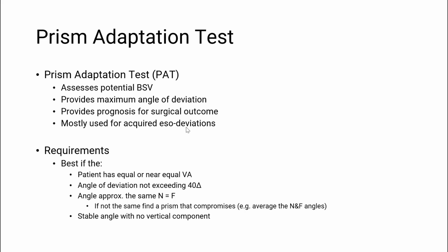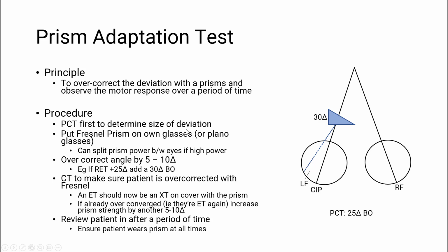In terms of performing the test, we're firstly assessing the deviation and measuring it. Here we have an example of a patient with a left esotropia of 25 diopters. Remember that 25 diopter base out PCT means that the distance between the fovea and the CIP is 25 diopters. Essentially, we put before the eye a prism that overcorrects the deviation. So you'll take a Fresnel and pop that in front of the patient's glasses, or if they don't have glasses, you can take a pair of planos and add the Fresnel in front of that.